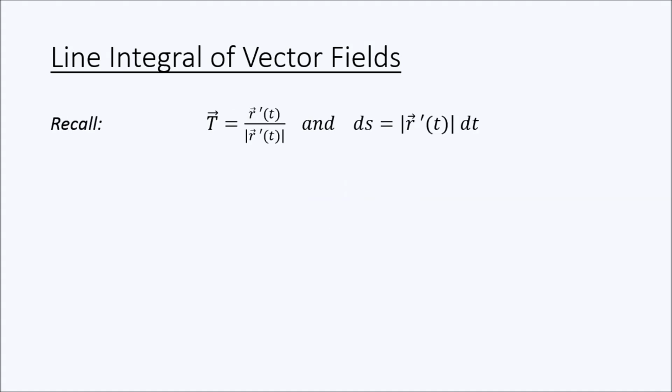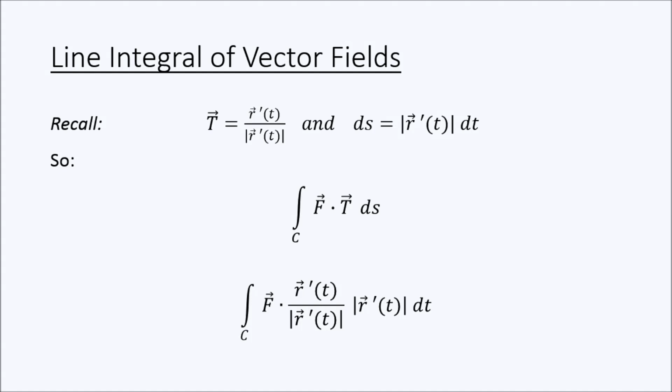But if we remember from our previous lectures, the unit tangent vector is really our first derivative divided by the magnitude of the first derivative. That's what turns it into a unit tangent. And we also said from earlier that ds is the magnitude of my first derivative, dt. So if I make those substitutions, I'm replacing my unit tangent with the first derivative divided by the magnitude of the first derivative. And if I replace ds with the magnitude of the first derivative times dt, well, what's going to happen here?